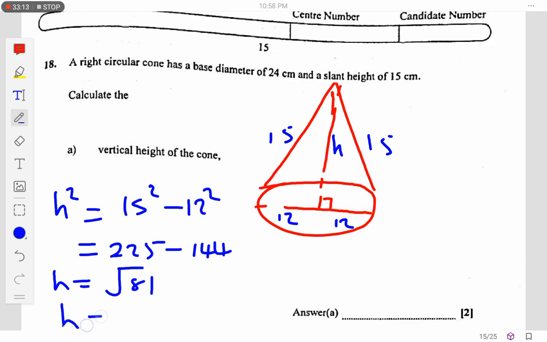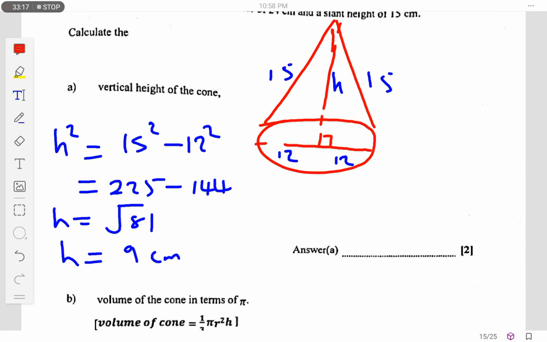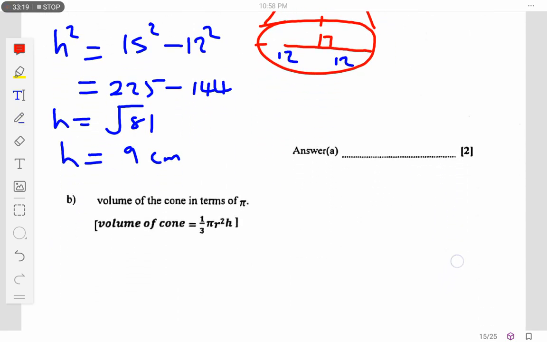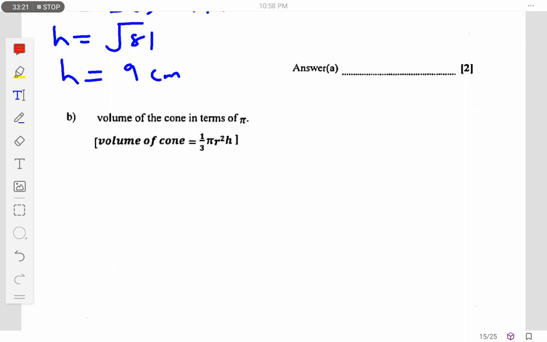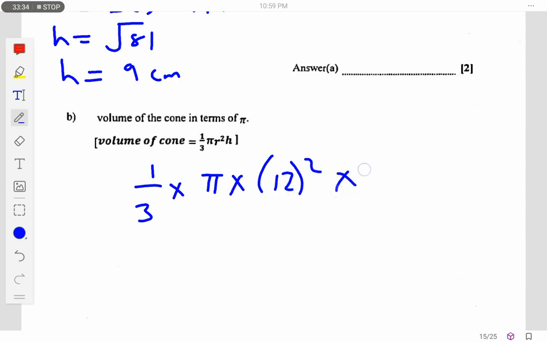So basically h is equal to 9 centimeters. Okay, we are done with the height of the cone there. Let's move on to the volume. We are given the formula, so it's just a matter of plugging in. So we say 1 over 3 times pi times r, which is 12 squared, times h, which is 9.